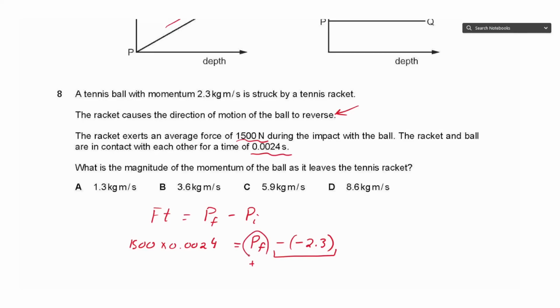We get the final momentum by moving this to the other side with subtraction. So first we multiply 1500 times 0.0024 and we calculate the answer minus 2.3. That gives an answer of 1.3 kilogram meters per second.